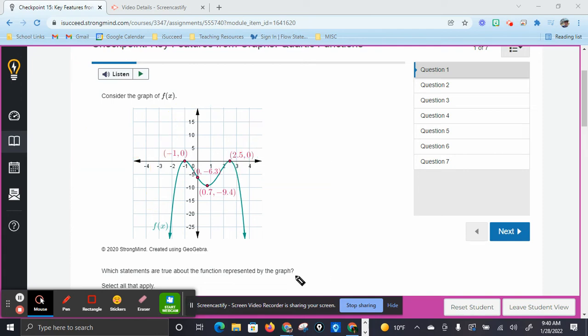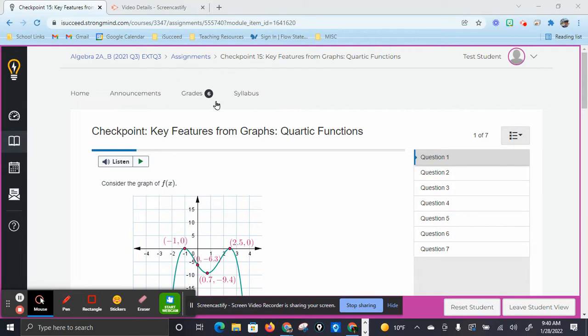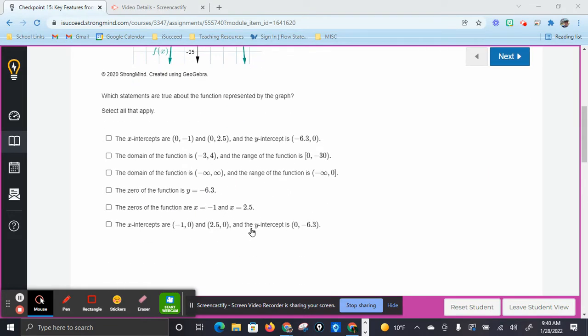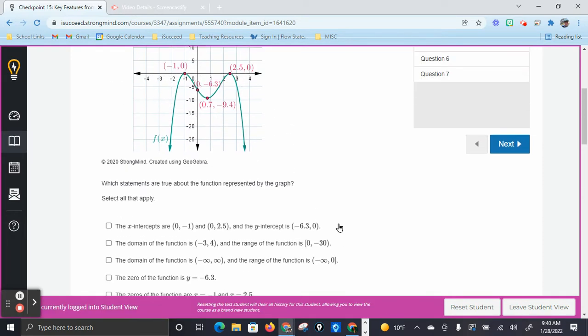All right, this is the tutorial for the checkpoint 15 in Algebra 2A. We're going to be going through and reading some graphs and determining what characteristics from a list fit this graph. So let's first just look at what this first graph is.